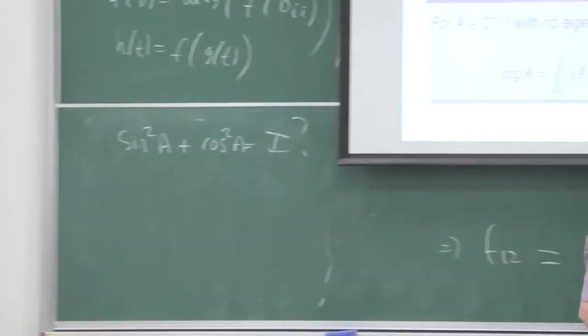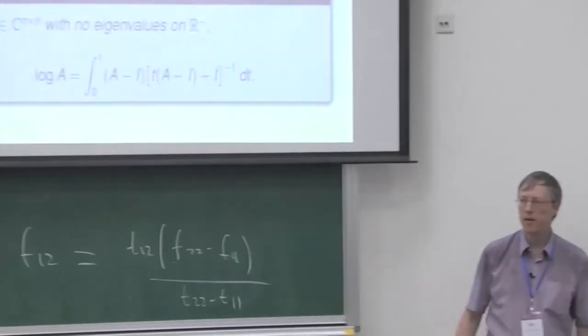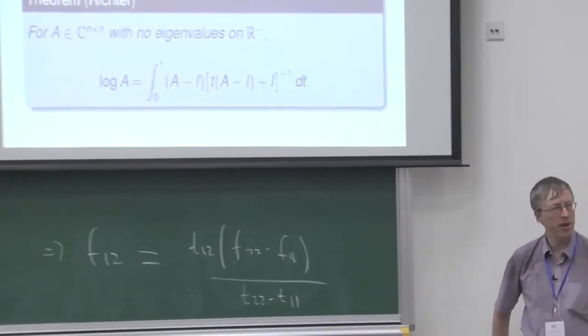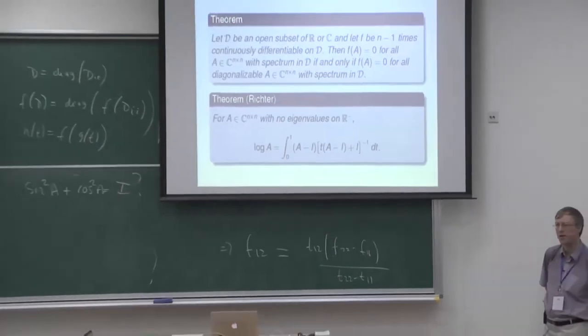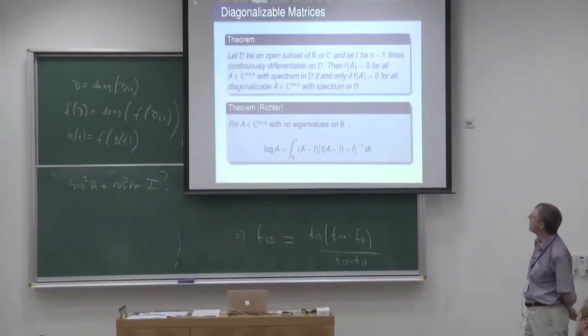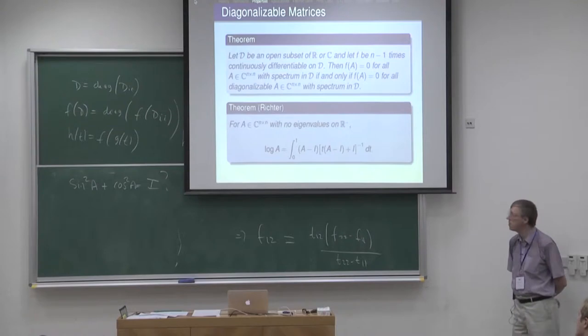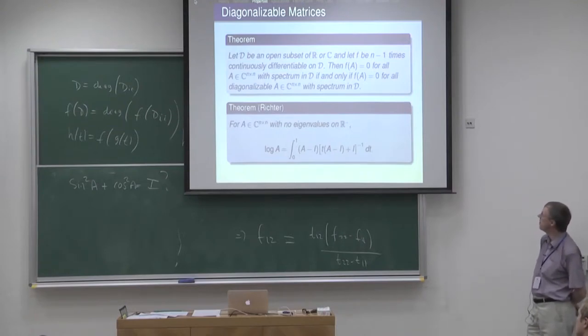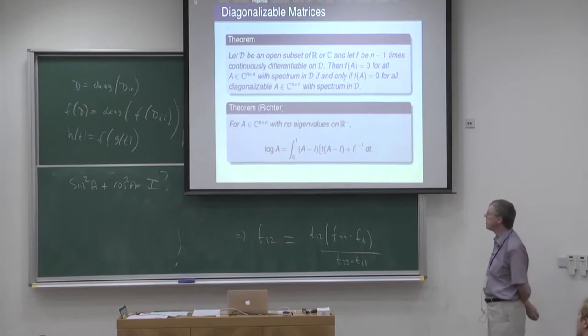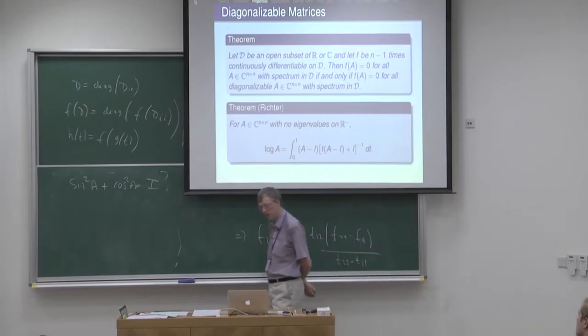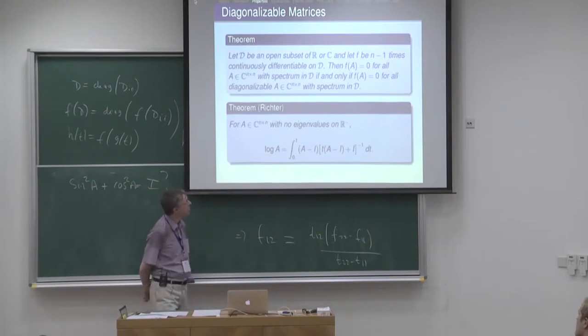I think the reason I didn't include the theorem originally, I hardly ever use this theorem. And I think the reason I hardly ever use it, it feels a bit like cheating to use this theorem. So I tend to try and avoid it. But it actually is worth knowing. So the theorem says, if you've got a function f continuously differentiable n minus 1 times on some subset D of R or C, then to check whether f(A) is 0 for all A, you only have to check the diagonalizable matrices that have spectrum in that set.